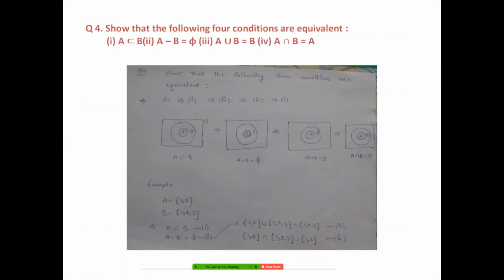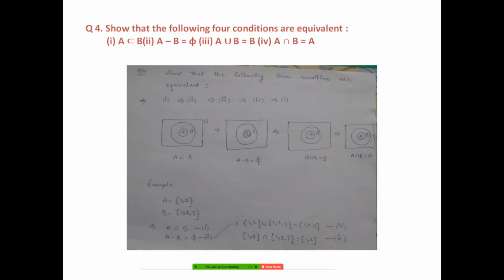Now question number 4: show that the four conditions are equivalent. First condition is A is a subset of B, second A minus B is equal to phi, third A union B is equal to B, fourth A intersection B is equal to A. If we prove 1 implies 2, 2 implies 3, 3 implies 4, 4 implies 1, it means these four conditions are equivalent. Moreover, with the help of a Venn diagram, we can also prove this question.